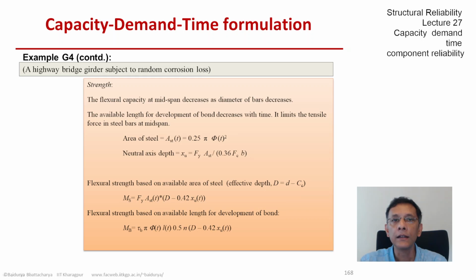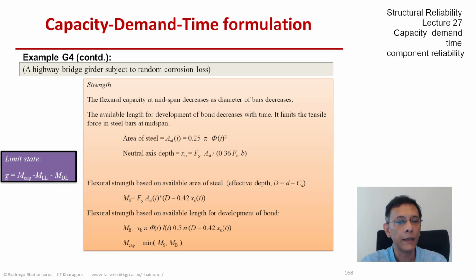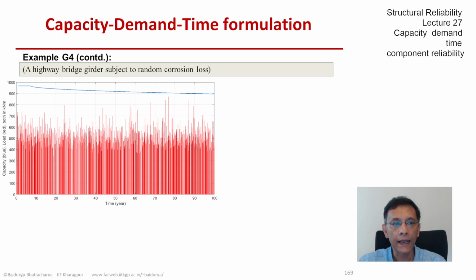So we take the lower of these two capacities and define that as the bending moment capacity of the concrete girder, and then our limit state becomes M cap minus the live load moment minus the dead load moment. So now we are in a position to do the reliability analysis, taking into account all the randomnesses involved. So as we did for one of the previous examples, let us take a look at the sample function of load and strength.